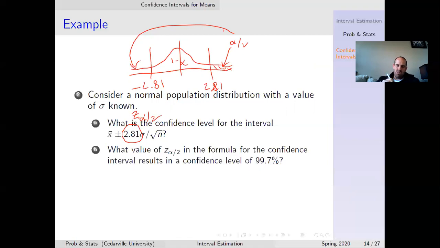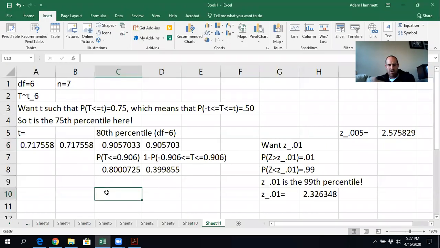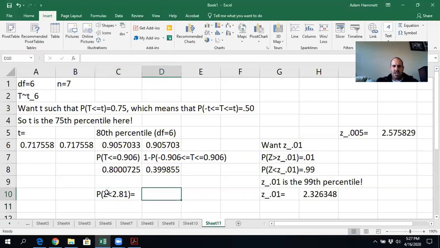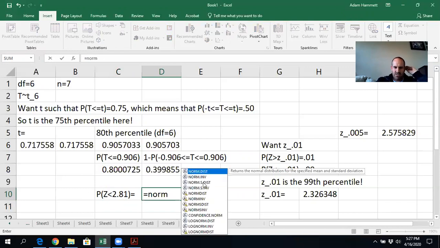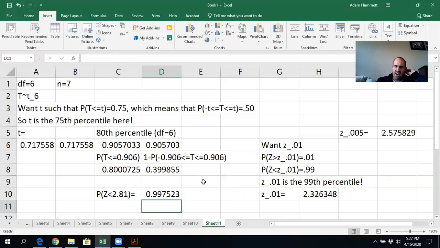Let's compute the probability that we're below this. What's the probability that we're below 2.81? Once we have that probability, we'll be able to sort this out. Let me clear this out and we'll go over into Excel. I want the probability that Z is less than 2.81. That's equal to normal standard distribution of 2.81, cumulative, yes. I get 0.997523, basically 0.9975.